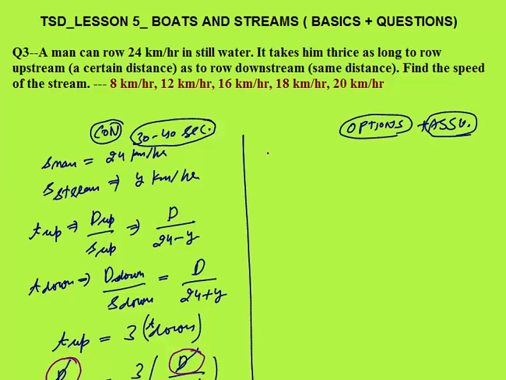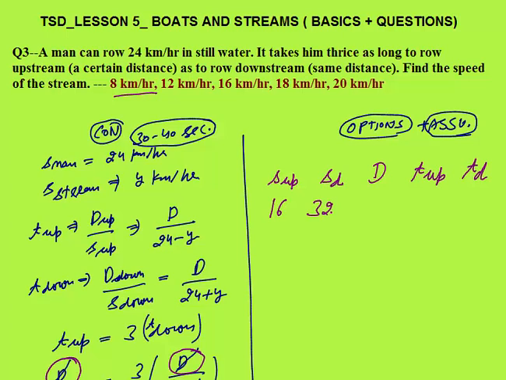So first option I will take 8. Speed upstream, speed downstream, distance I will assume, time upstream, time downstream. You don't need to write that much in exam. I am just writing in order to explain you. Now first option, if I am taking 8 km per hour, speed upstream would be 24 minus 8, 16 km per hour. You need to be very fast in calculation in order to solve the question with the help of options. Downstream speed would be 24 plus 8, 32 km per hour.